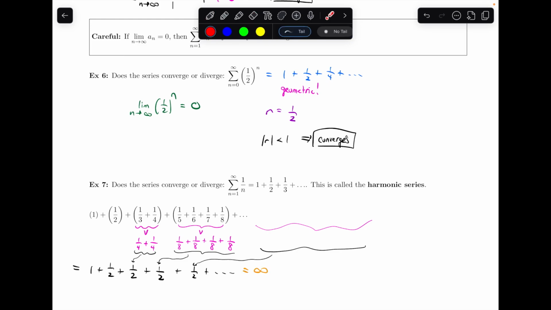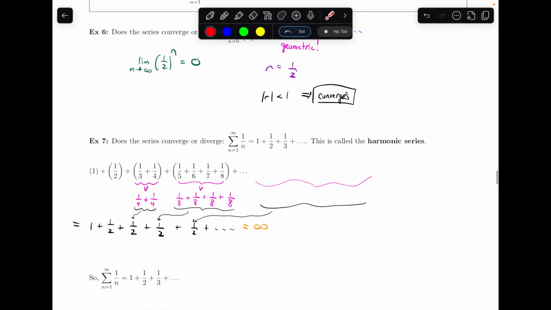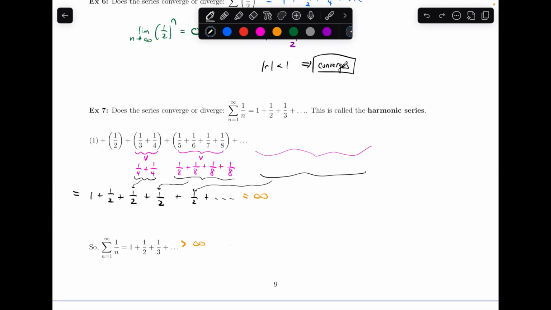So what has that shown? This original series I was looking at is bigger than this new thing, which is infinity. So what that means is this original harmonic series is greater than this series, which I know is infinitely large. That means the harmonic series is also infinitely large, if it's even bigger. So it diverges.